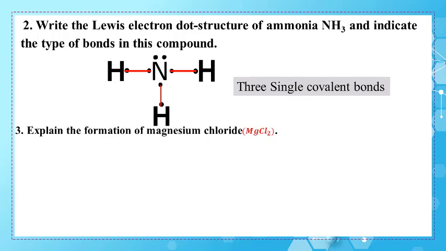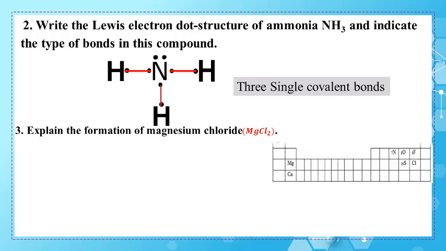Part 3. Explain the formation of magnesium chloride MgCl2. Mg belongs to column 2 in the periodic table. It is to the left of the stair-step line, so it is a metal. However, chlorine belongs to column 17 in the periodic table. It is to the right of the stair-step line, so it is a nonmetal.